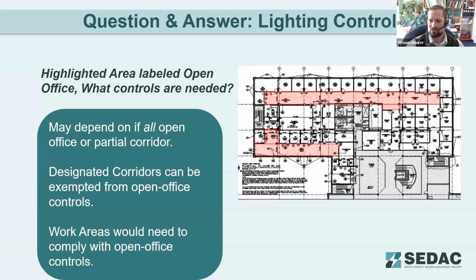And so the answer to the question is first, what are these areas designated as? They could be designated as open office. They could be a combination of open office and corridor space. Most likely they would not be corridor space alone, though. And with that answer, now we go back into the code to figure out what the requirements are for the space.